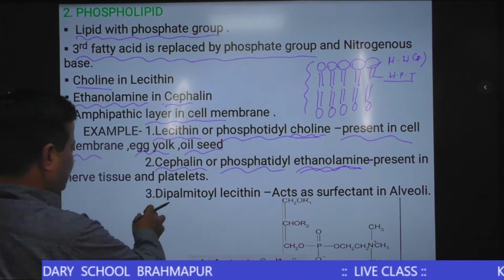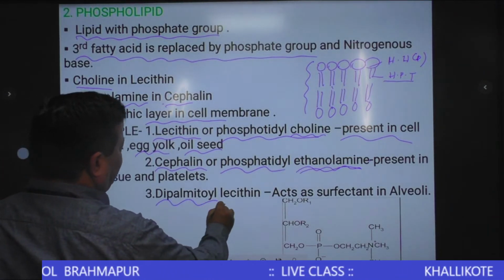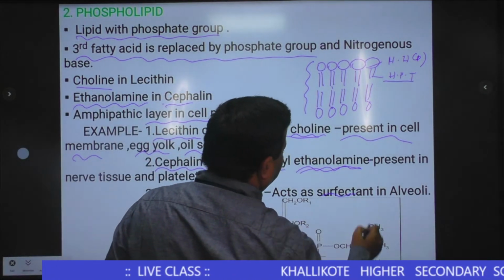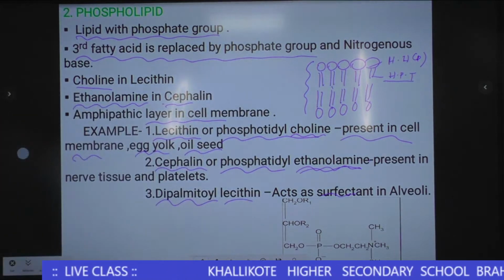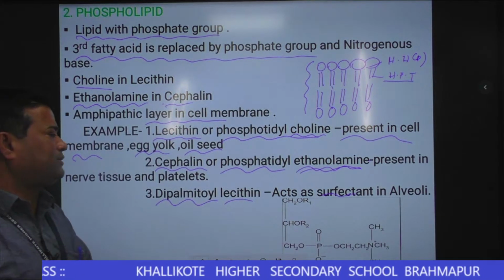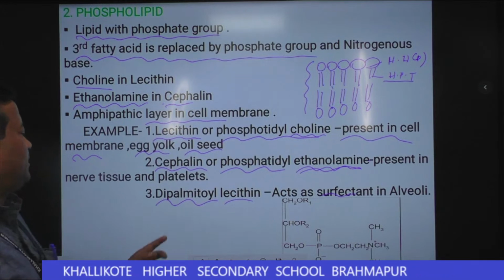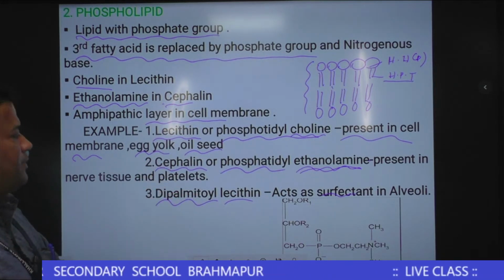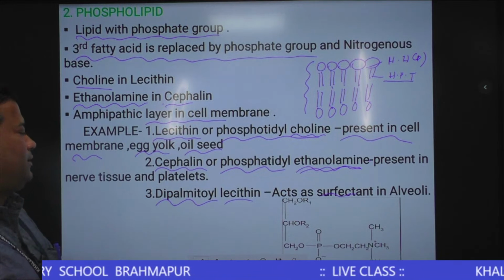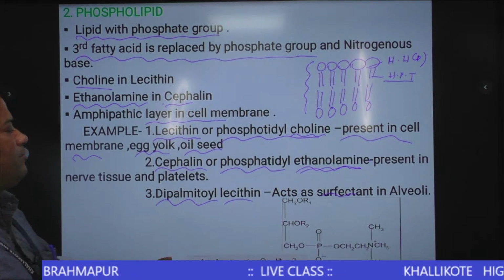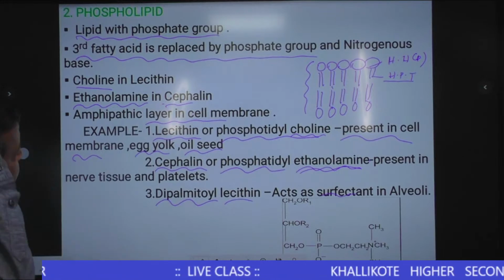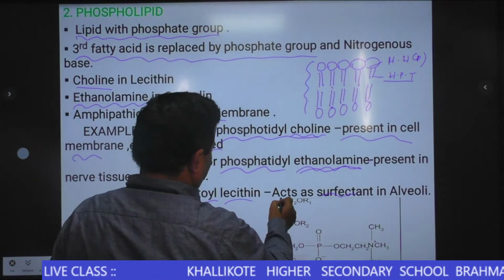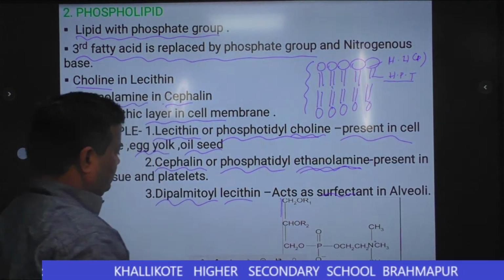Similarly, another one is dipalmitoyl lecithin, which functions as a surfactant in alveoli, means that it protects the alveoli cells of the lungs. Dipalmitoyl lecithin, which is a phospholipid present on the alveoli, prevents or protects from the different water conditions of the lungs.